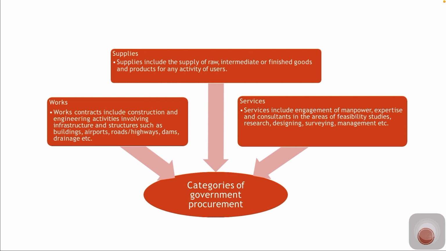And last but not least adalah works. Kerja. Works contract include the construction and engineering activities that involving infrastructure and structure such as buildings, airports, roads ataupun highways, empangan and also any drainage. Drainage ni longkang lah, sistem pelongkangan. So itu kita kata dengan kategori of government procurement, dari segi bekalan, perkhidmatan dan juga tenaga buruh kerja.